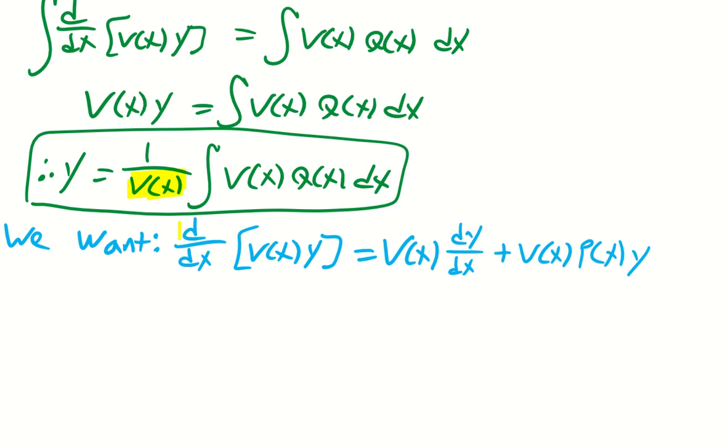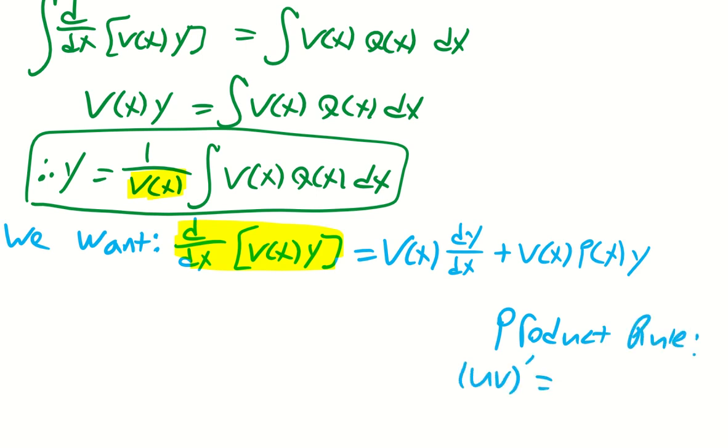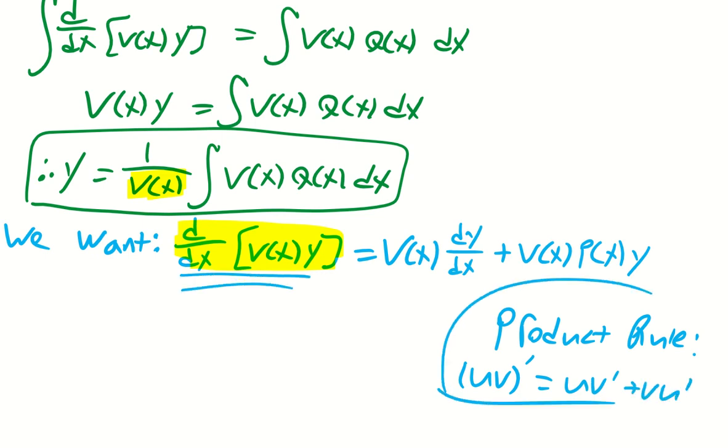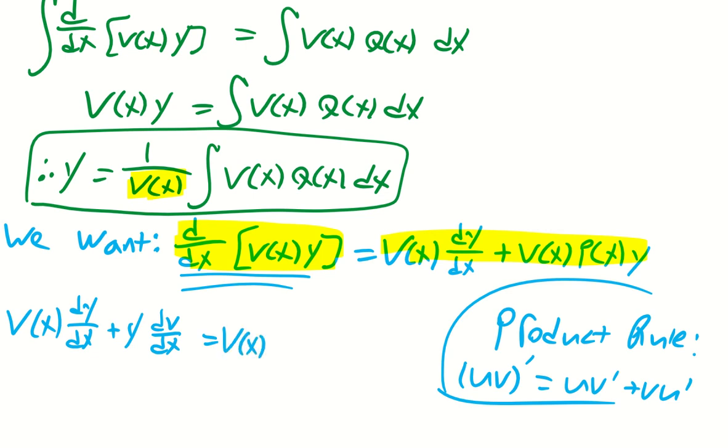But to solve this, we'll have to apply the product rule to this left-hand side. And remember that the product rule is the following. So let's say we have (uv)'. That's just equal to uv' plus vu'. So if we apply that to this, we thereby get v of x dy/dx plus y dv/dx. And the right-hand side is just this expression. So we have v of x dy/dx plus v of x p of x y.